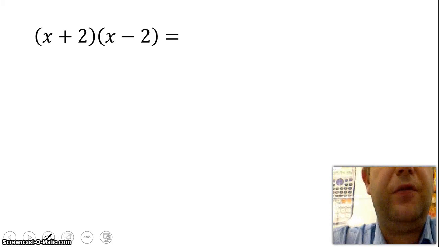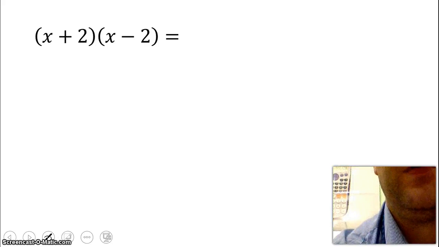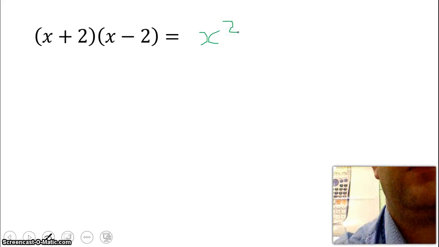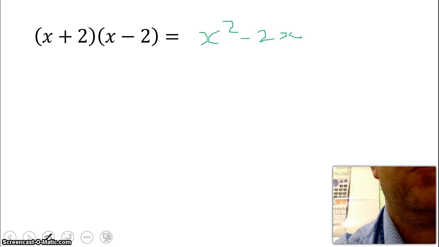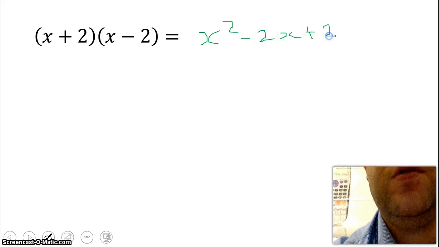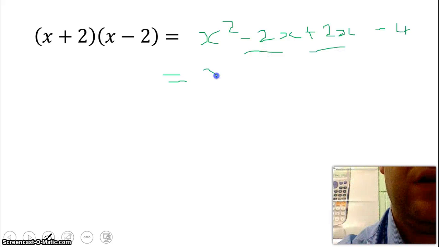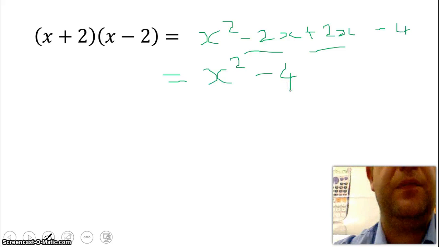This one, we've got the difference of two squares. x times x gives us x squared, x times minus 2 is minus 2x, 2 times x gives us plus 2x, and 2 times minus 2 gives us minus 4. The two like terms cancel each other out, so we're left with x squared minus 4.